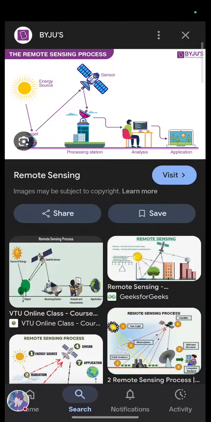It gives us a very clear and detailed image of small areas. It is used for mapping, city planning, and land survey. Okay, so these are its uses.